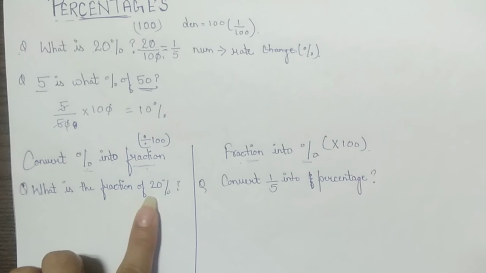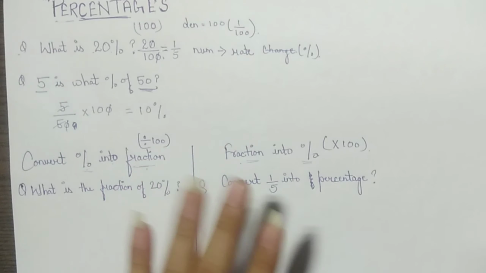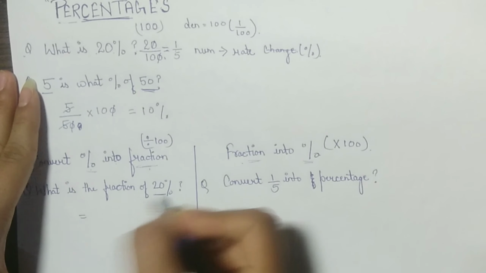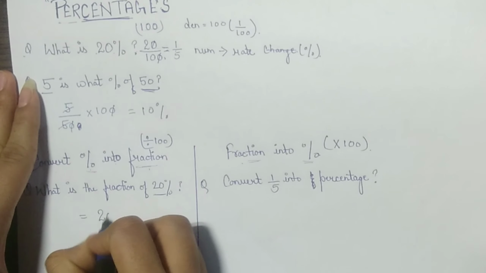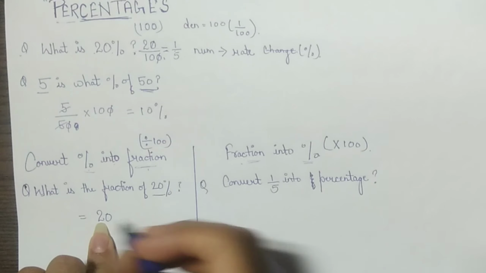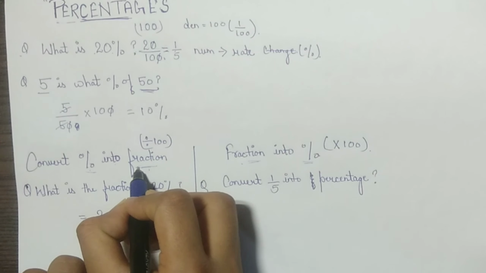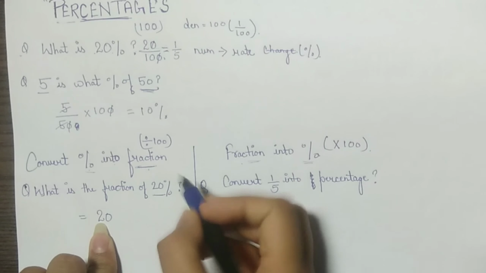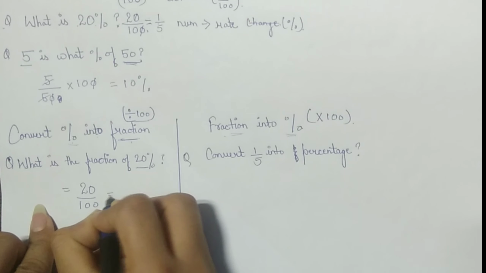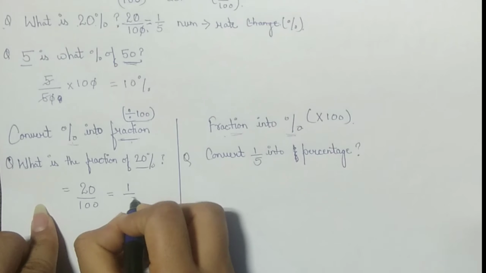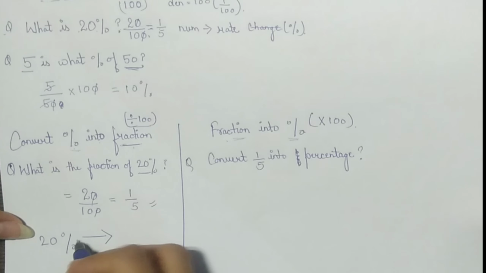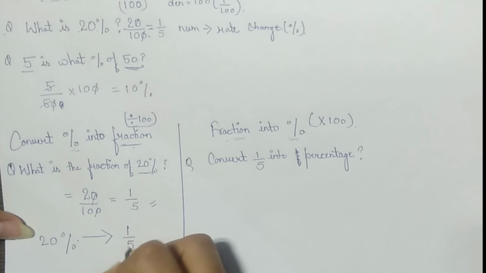Now try to understand. What is the fraction of 20%? Just write down the percentage, whatever is given. Here 20 is given, so we write 20, and we need to convert it into a fraction. So we just divide it by 100. What we get is 1 by 5. The fraction of 20% is nothing but 1 by 5.